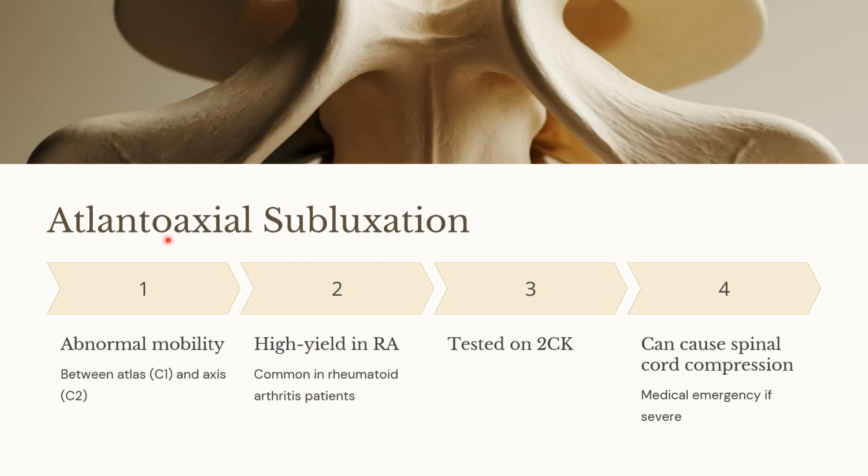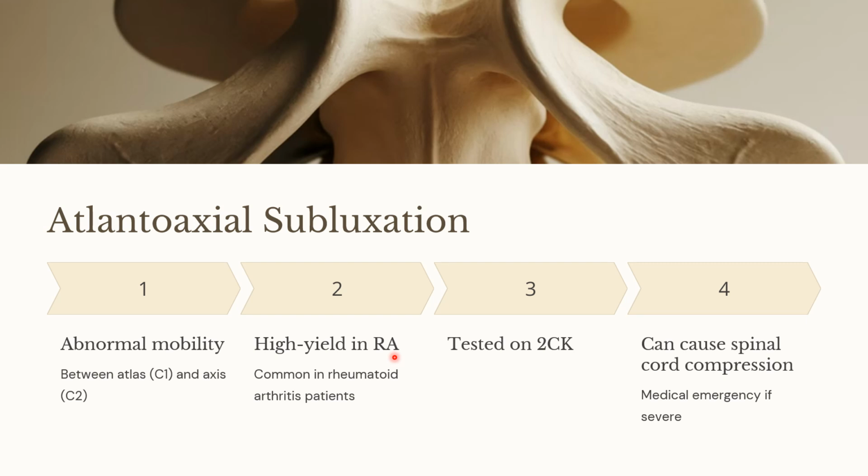The next condition is the atlantoaxial subluxation. Atlas is the first vertebra and axis is the second vertebra. When there is a subluxation between these two, the first and the second vertebra, then it is known as atlantoaxial subluxation. Mostly this happens in patients with rheumatoid arthritis, and it is a medical emergency. Obviously, we know, right?